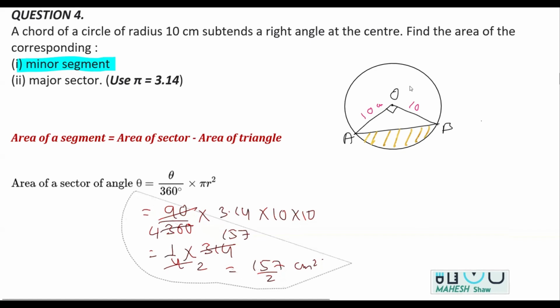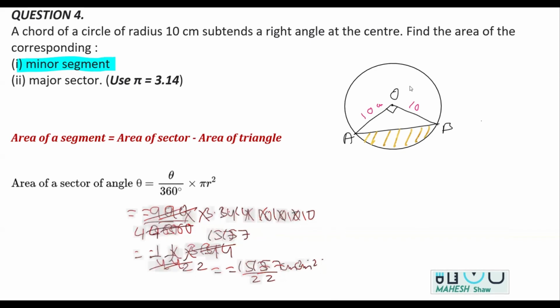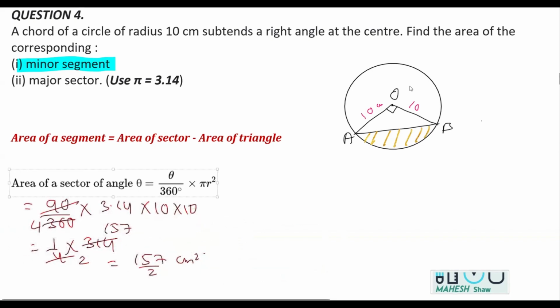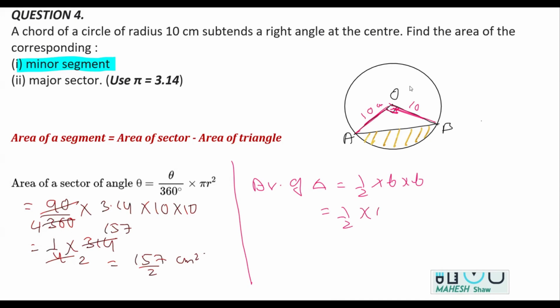I'll keep this aside, and then calculate the area of the triangle. Area of the triangle is half into base into height. As you can see, this is 90 degrees, so this OA is its base and OB is its altitude. These are radii only, that is half into 10 into 10. I can reduce it by 2 times, and it will come as 5 into 10, 50 centimeters square.